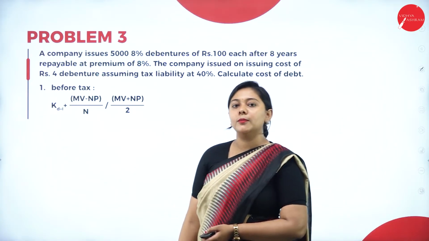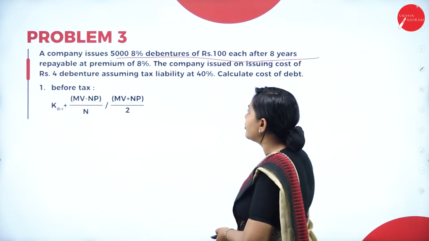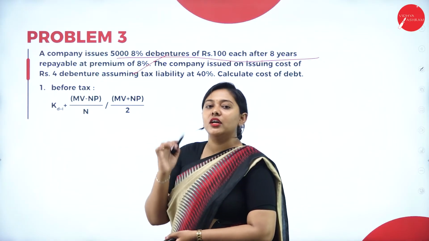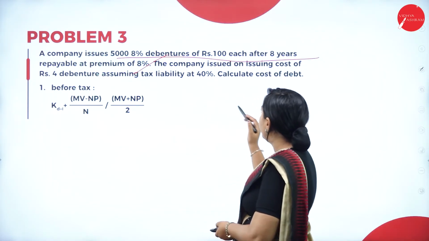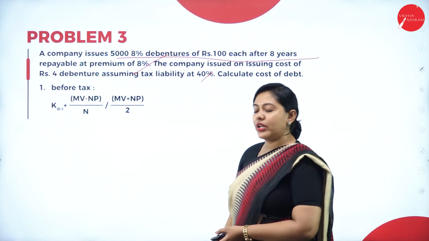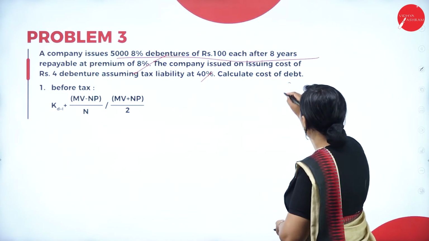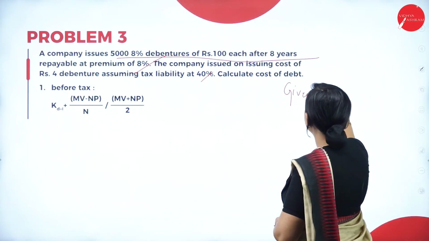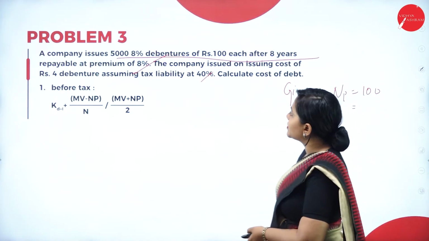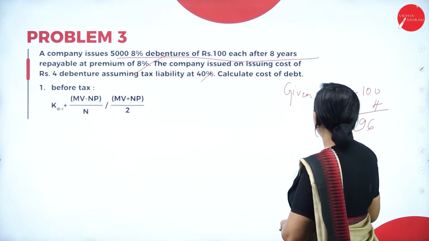Problem number 3. A company issues 5,000 8% debentures of 100 rupees each after 8 years, repayable at a premium of 8%. So now this case is issued at par, redeemed at a premium. The company incurred an issuing cost of 4 rupees per debenture. Assuming tax liability is 40%, calculate the cost of debt. So tax rate is given, before tax and after tax we are doing it. What is given in the question? Given is net proceeds 100 rupees, expenses we are deducting. How much is the expenses? 4 rupees. So 96 rupees is the net proceeds.